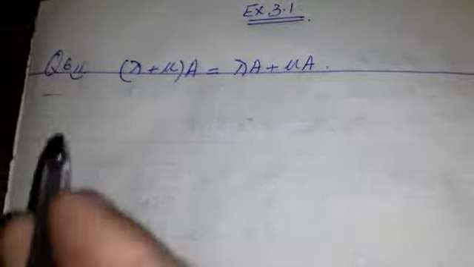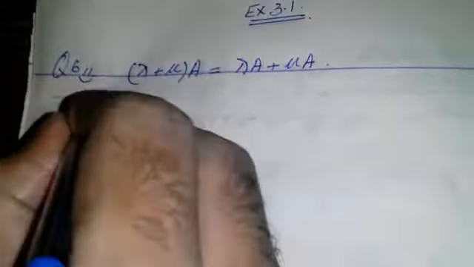Rahim. Today we are solving question number 6, exercise 3.1, its part 2. As we proceeded in the last part 1, now we are going to prove the part 2 solution.